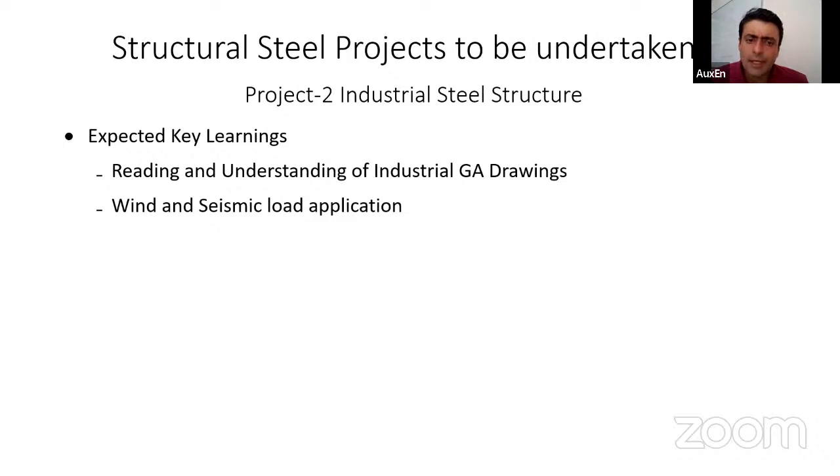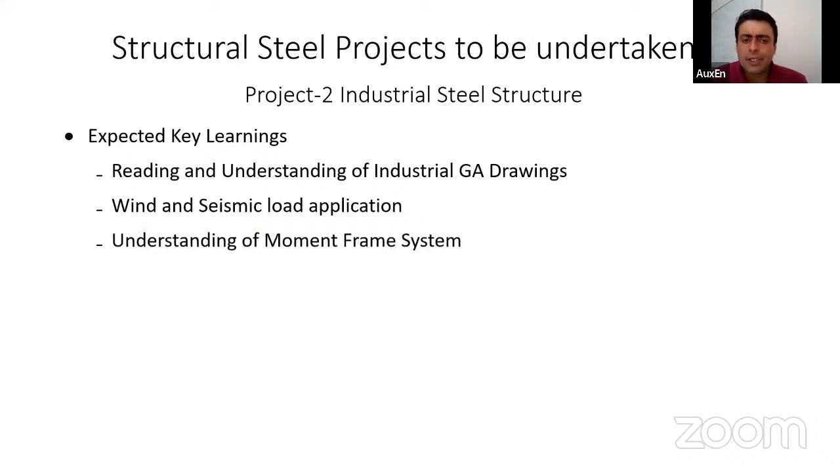We would be applying IS 1893. Which part is for industrial structures? Part 4. So Part 4 for industrial structures, we would also be going through it if we want to apply seismic loads. So these are the expected key learnings.